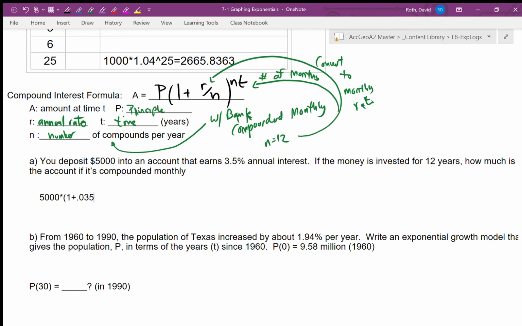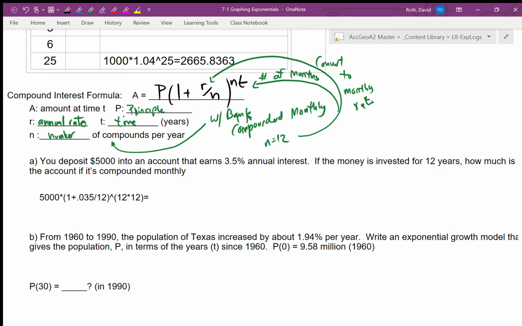What is this? Compounded monthly. So we're going to divide this by 12. Then I have a monthly interest rate. Now when I raise that to a number of months, I think I better put a parenthesis around the 12 years times 12 months per year. So basically I'm going to add interest 144 times.